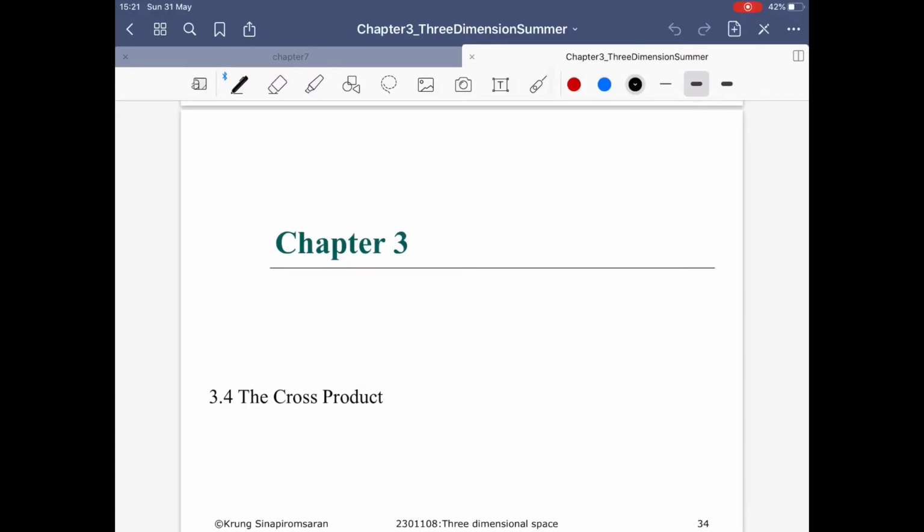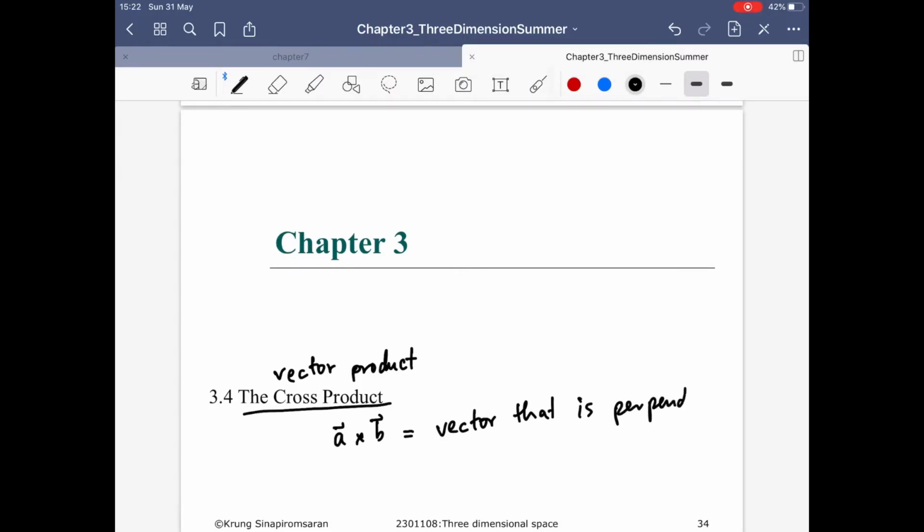Hello everybody, this is the fourth clip of our chapter 3, and this clip is all about the so-called cross product, or sometimes we use the word vector product, because now your vector A cross vector B becomes another vector, and this vector is perpendicular or orthogonal to both A and B. It is another vector, and this vector is perpendicular to both A and B.